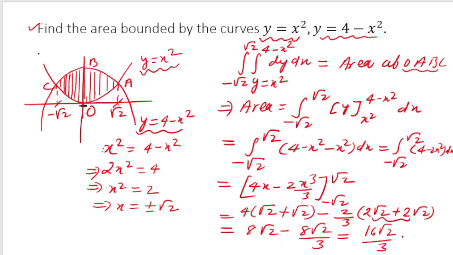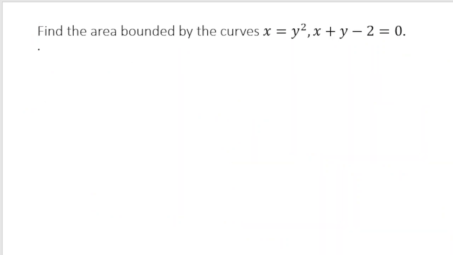Since this is the area, we can also write it in square units, right? So in the option, if it is written in square units, you can write it also in square units, because we have calculated the area. So the area of the region bounded by these two curves is given by this expression, whose value is 16 root 2 by 3. So I hope this problem is clear to you. To make more sense, let us quickly solve another problem.